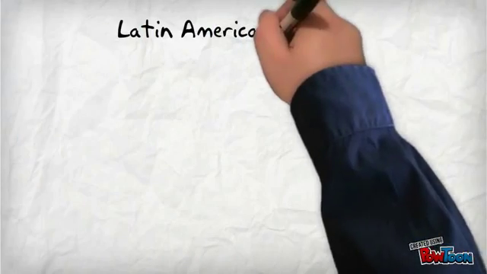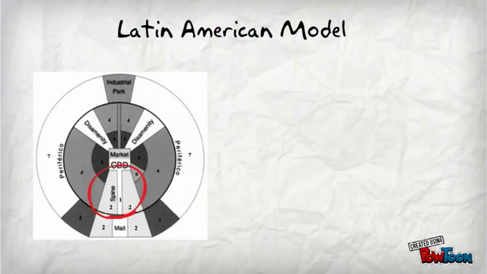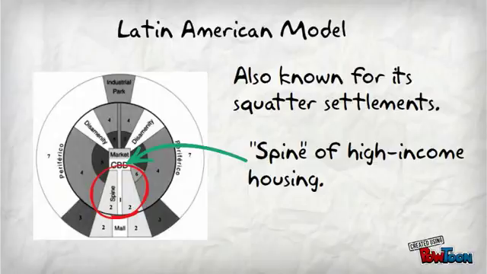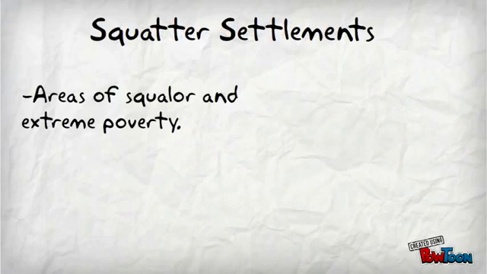There are also 3 smaller models that explain where activity is clustered in other parts of the world. The first is a Latin America model. This model is distinctive because of its spine of high-income residential areas extending outwards from the CBD, and also because of its squatter settlements. This brings up the topic of squatter settlements.